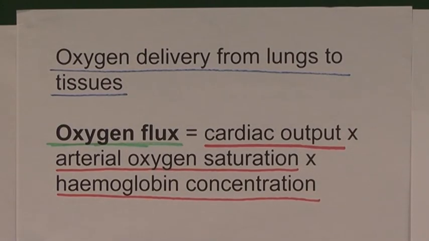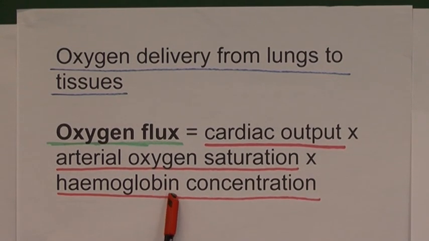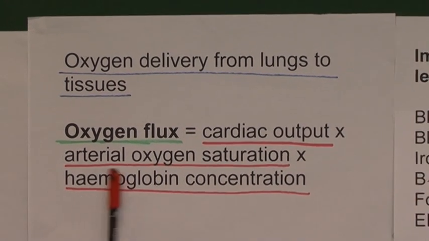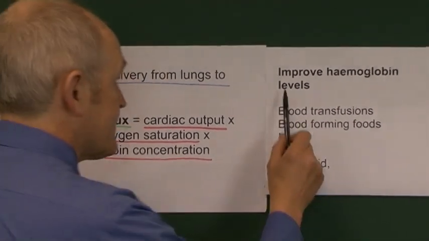I'm just reminding myself of the oxygen flux equation again. Oxygen flux equals cardiac output times arterial oxygen saturations times hemoglobin concentration, the amount of hemoglobin in the red blood cells. And of course this is going to take time to build up, but let's look at how we can improve hemoglobin levels.